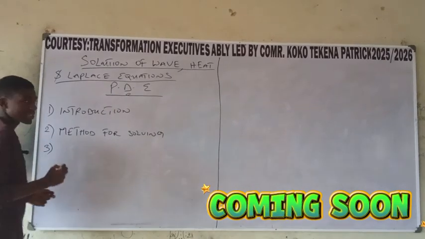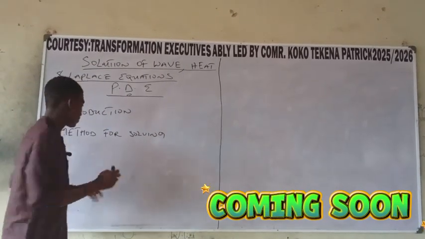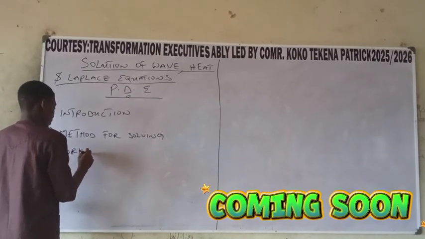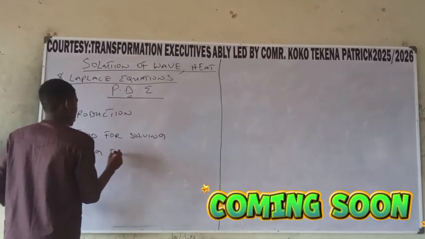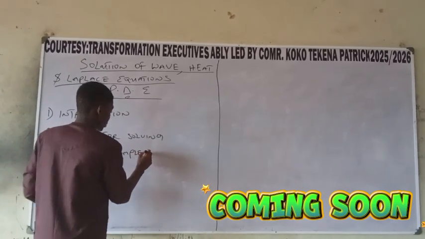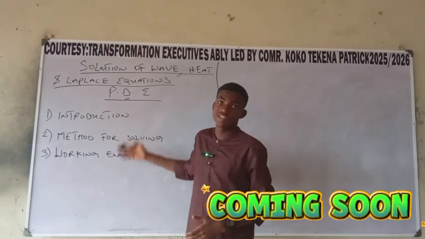And last but not the least, we'll solve 3 examples and get the fruits. So that is a working example. So section 3, working example. So make sure you watch the video to the end so you won't miss out on any of this section.